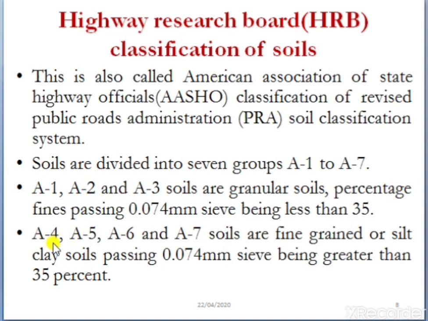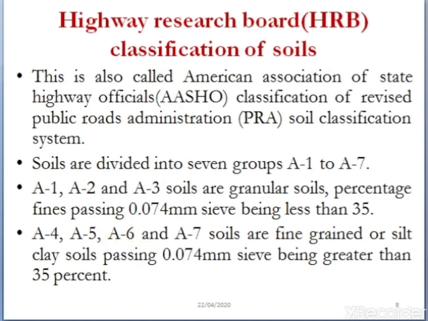So let us see what A4 is. A4 soils are generally silty soils, non-plastic or moderately plastic in nature, with liquid limit and plasticity index values less than 40 and 10% respectively. Whereas A5 soils are also silty soils with plasticity index less than 10%, but here the liquid limit value exceeds 40%. So in the A4 group the liquid limit was below 40%, and in the A5 group the soil has a liquid limit more than 40%.